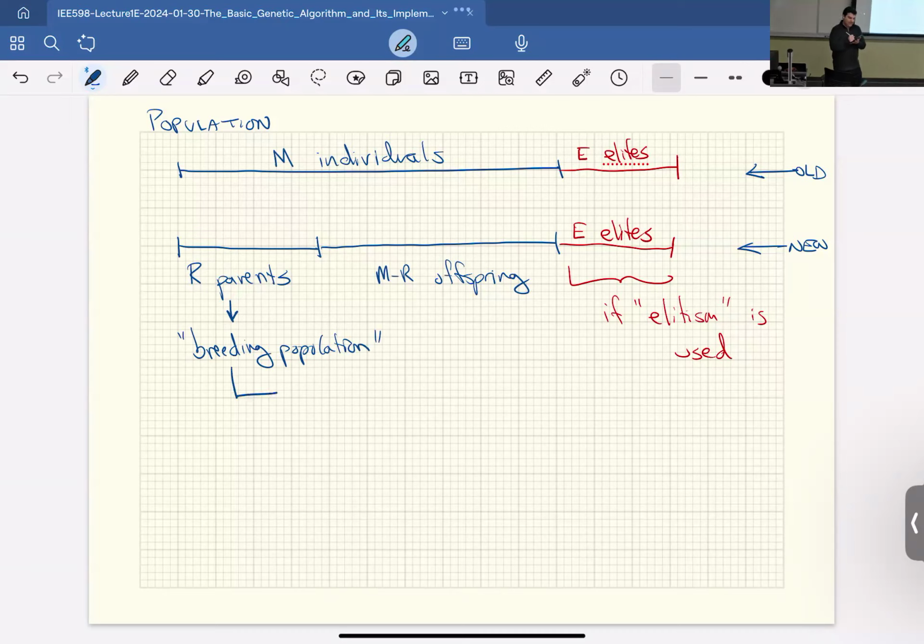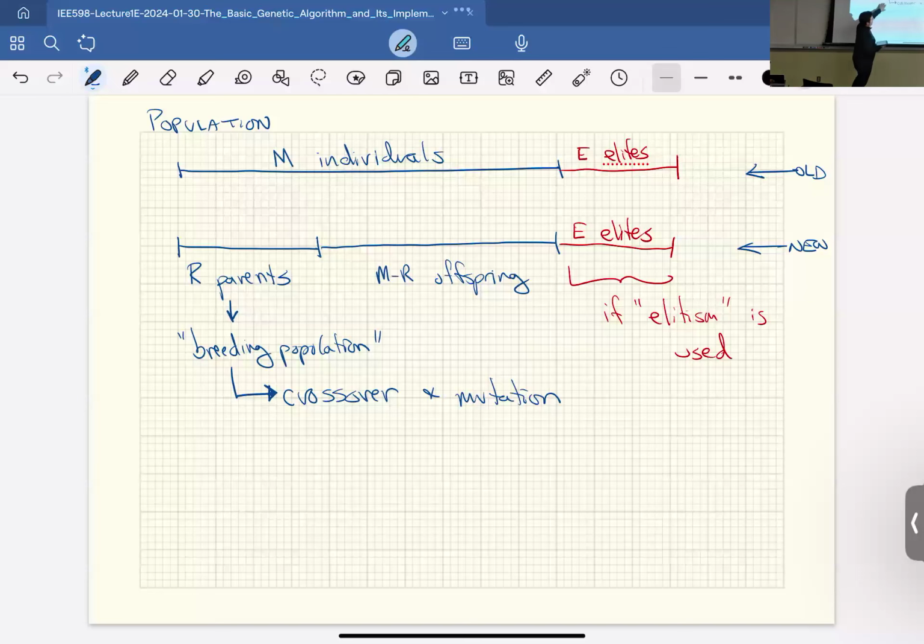And they're the ones that we will choose a subset of for crossover and mutation. And I'm going to, again, go into more detail here. There are different variations of the genetic algorithm.